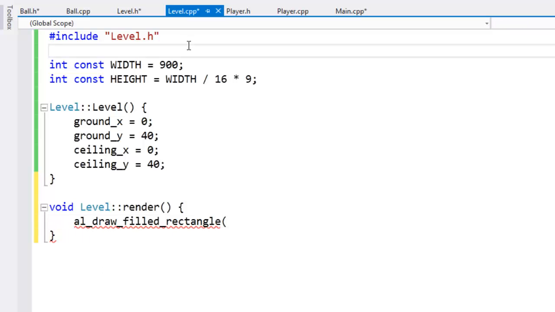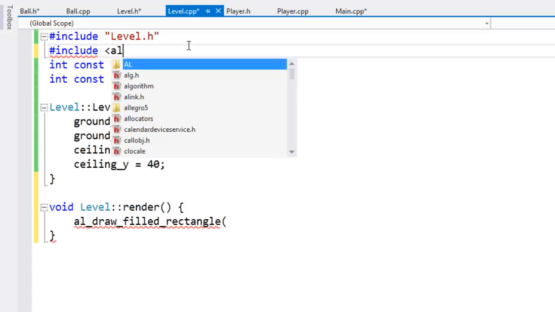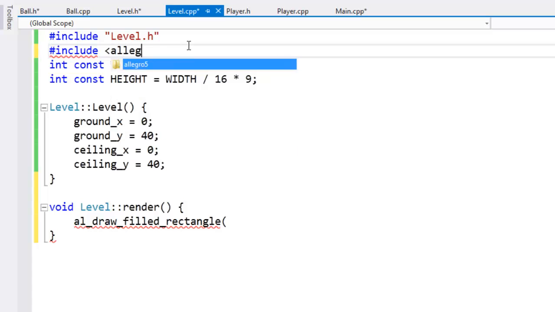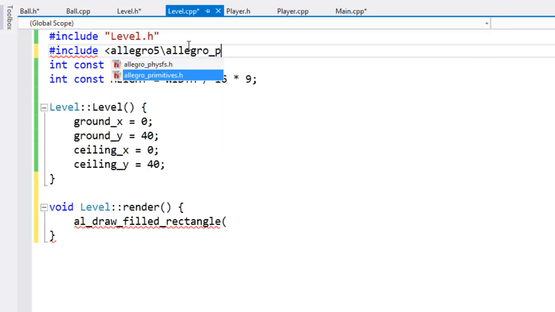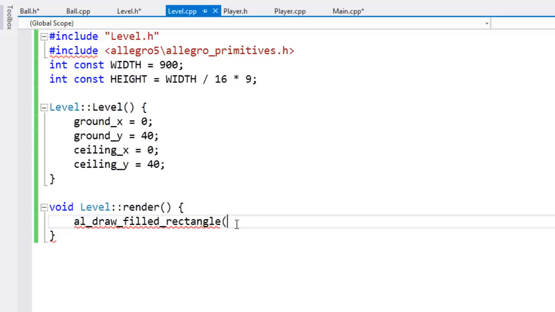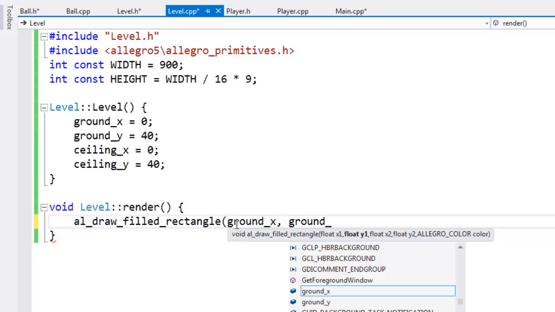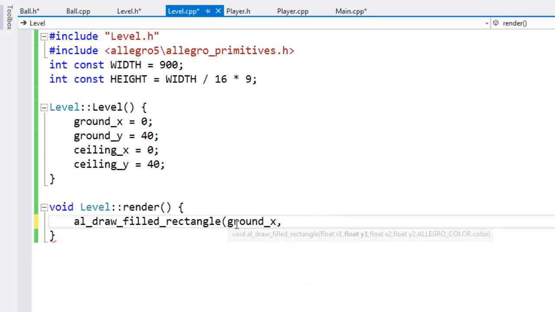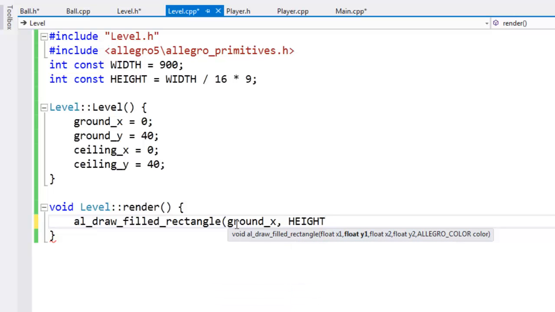Sorry, we need to include our primitives. If I could spell at all. Oh my golly. Cool. Rectangle. And it's going to be at ground X, ground Y. Sorry, no. Height minus ground Y.